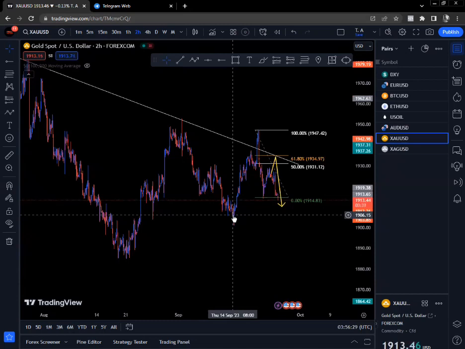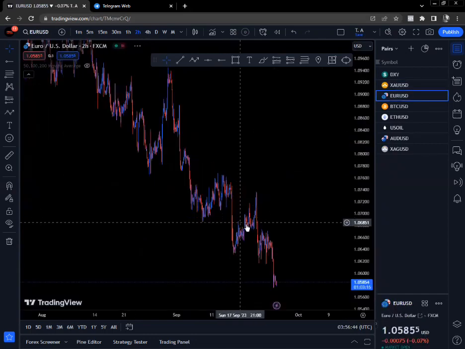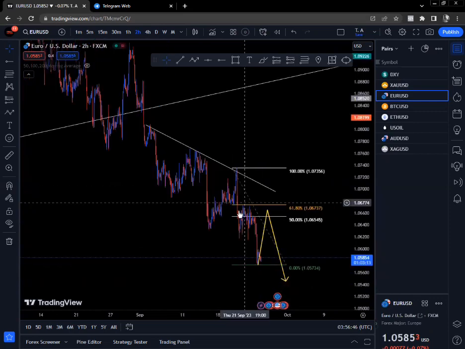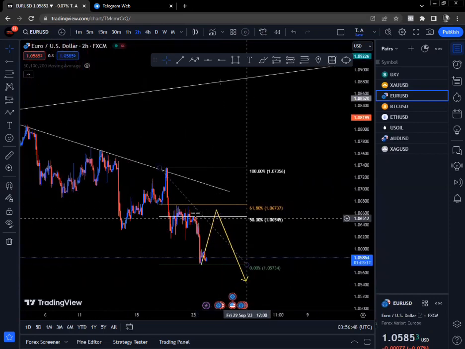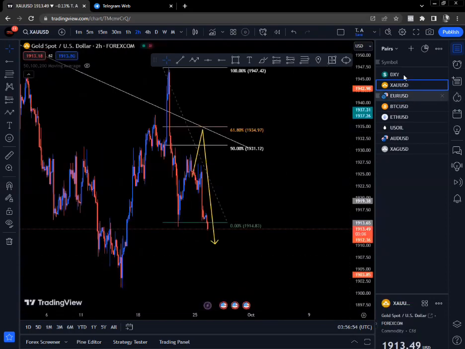So I just try to identify between gold and Euro USD which one is doing exactly the inverse of what the XY is doing at the moment, and that's how I take my trades. As you can see, I'm expecting exactly the same trade on Euro USD as what I'm expecting on gold. So if it happens on gold first, I'm taking the trade on gold. If it happens on Euro USD first, I'm taking the trade on Euro USD.